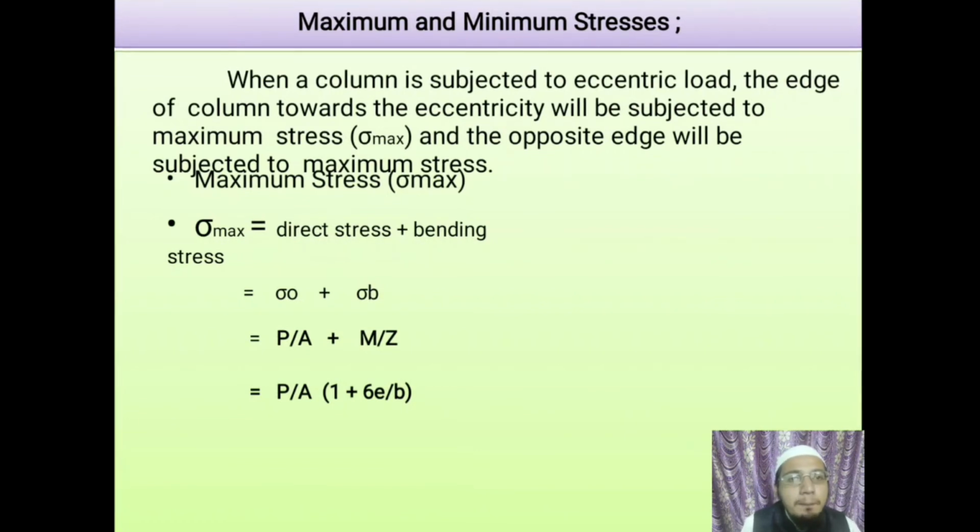and by substituting the values of M and Z, we can rearrange it as sigma max equals P by A into 1 plus 6e by b. What is the formula for sigma max in case of a column? Yes, P by A into 1 plus 6e divided by b.